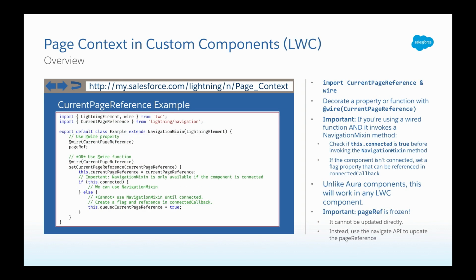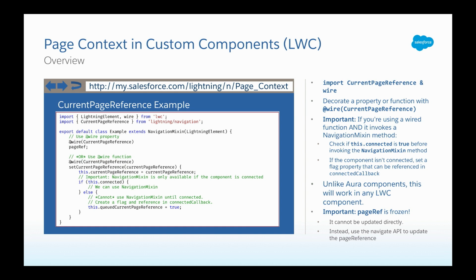The way this looks in LWC is a little bit different. You use an @wire and then parameterize that around current page reference, and then you can have that either on a wired property or a wired function. If you have it on a wired property, that property will get updated anytime the page reference changes. If you have a function, that function will get called anytime that page reference gets updated.